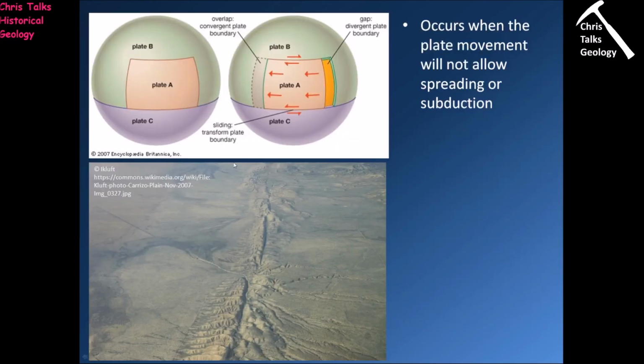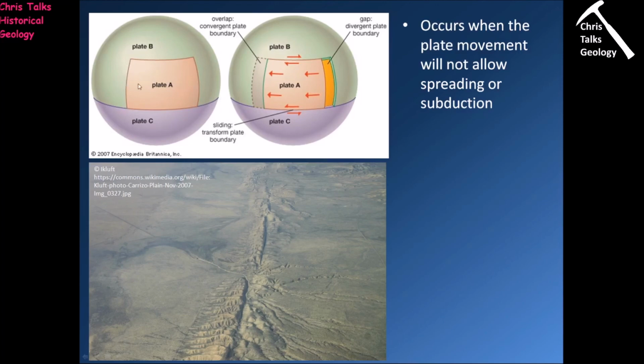So the reason these transform plate boundaries are important is summarized in this image here. Here we have three plates: plate C, plate B, and plate A. Plate A is going to want to move westwards because we're going to form a divergent plate boundary over here, making new crust. And we're obviously going to have to have a convergent plate boundary over here to destroy the old crust. So plate A is going to move westwards.